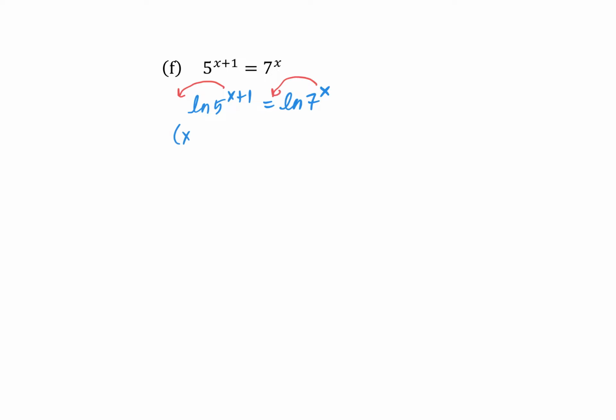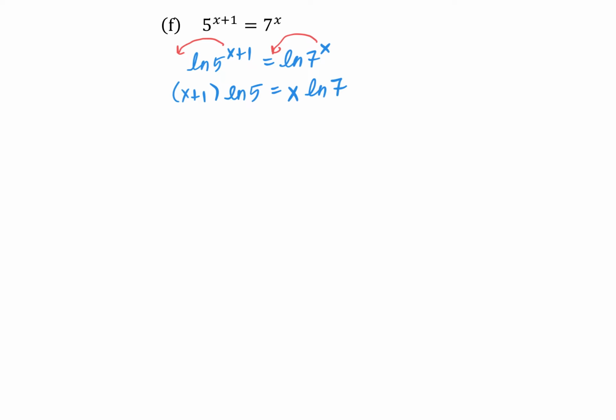So (x plus 1) times the natural log of 5 is equal to x times the natural log of 7. Okay, so now I have to solve for x. Problem is I've got x on both sides of this equation. So I have to figure out how I can get all the x's together on one side, and all these other numbers like natural log of 5 on the other side. I'm going to do an algebra trick.